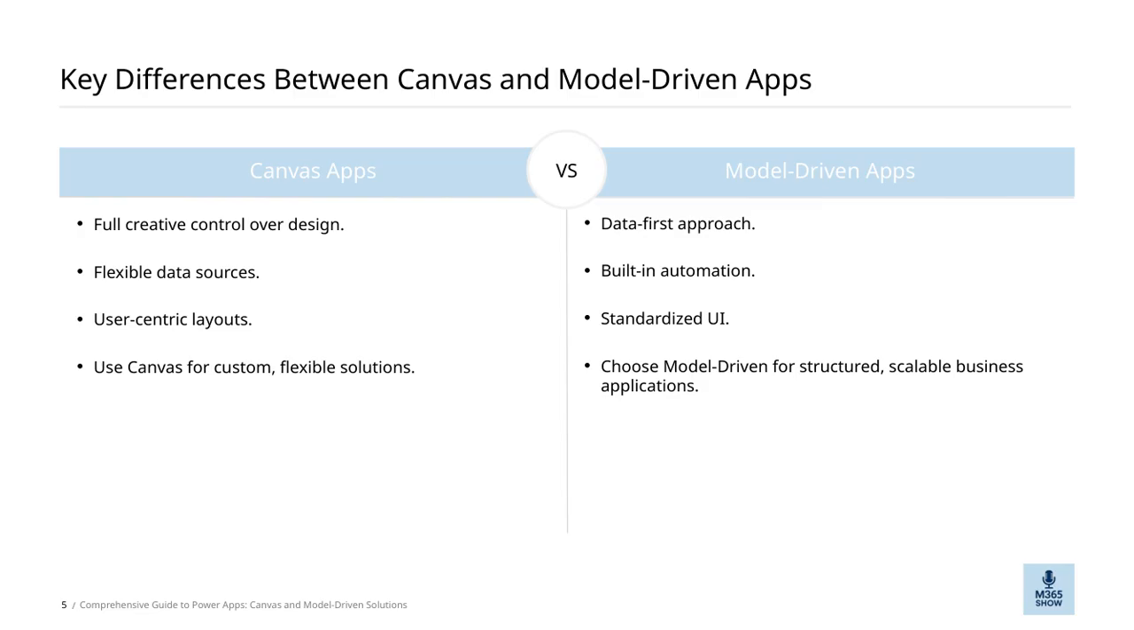So, if you're building structured, scalable solutions where automation and standardization are priorities, model-driven apps are the way to go. But if your goal is to design custom, flexible solutions that prioritize user experience, Canvas apps are the better choice. Both approaches align with different project needs, and understanding these differences helps you make the right decision for your business.